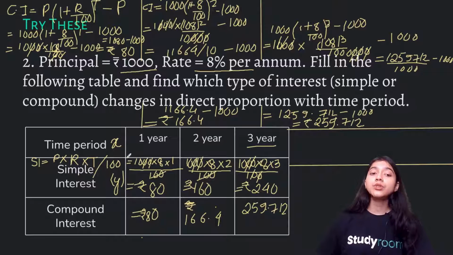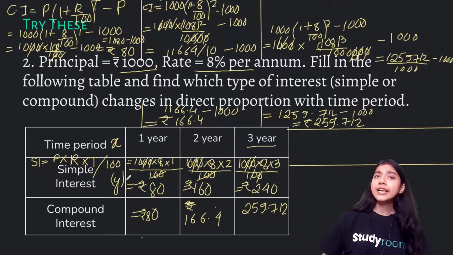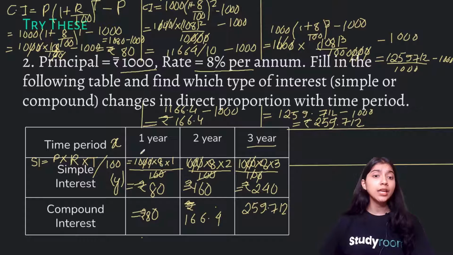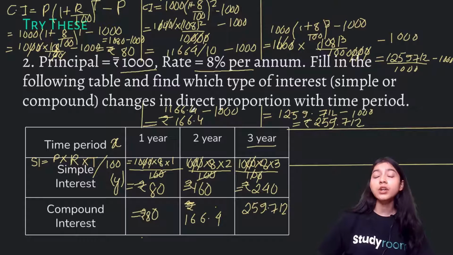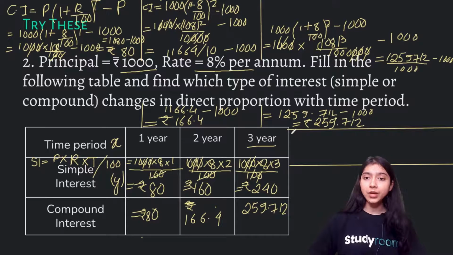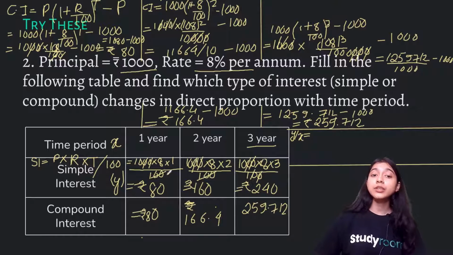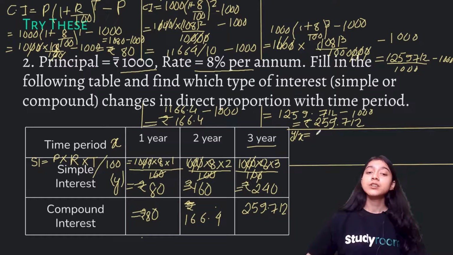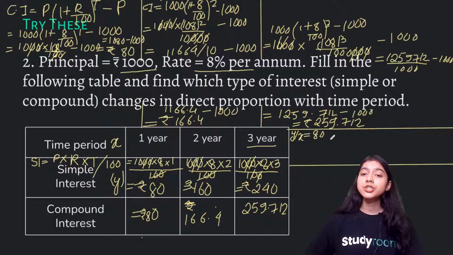Now let us find out the ratio of X and Y. We can take X by Y or we can take Y by X as well based upon our convenience. Over here I am taking Y by X. So in case of simple interest, when I take Y by X, in the first case Y is 80 and the corresponding value of X is 1. So it will be 80 by 1 which is 80.